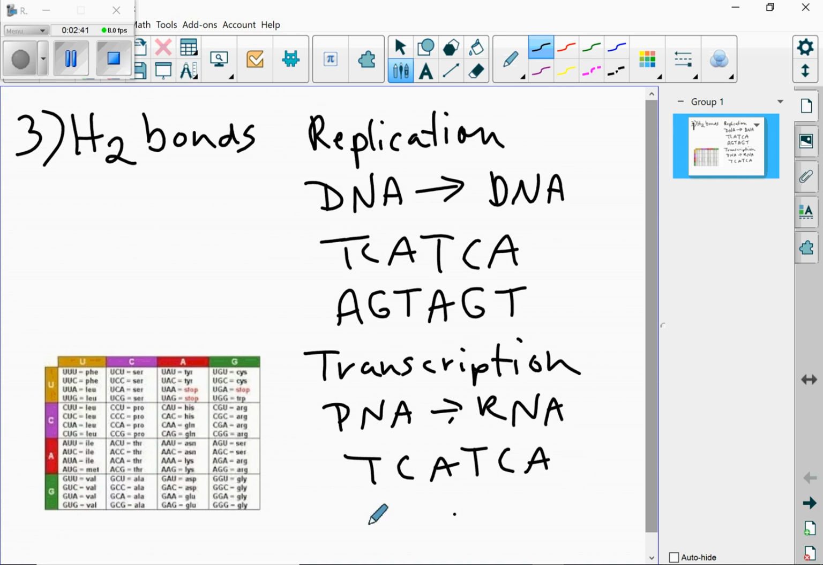So how would we do that? You still have your T's paired with your A's, C's with G's, but instead of putting a T here like we would when we're doing replication, this is now going to be a U. So we're going to carry this on out, and that should be your transcribed strand.